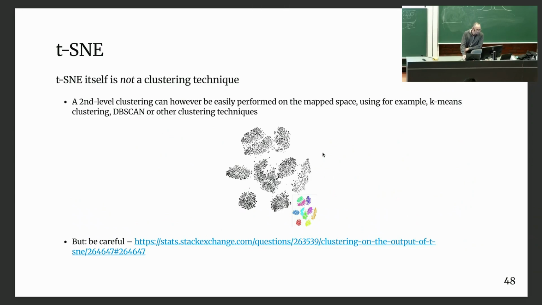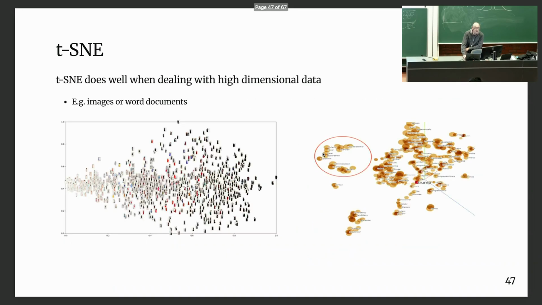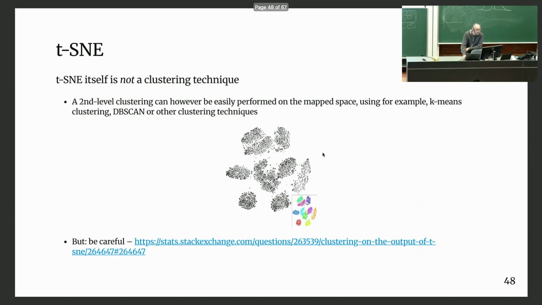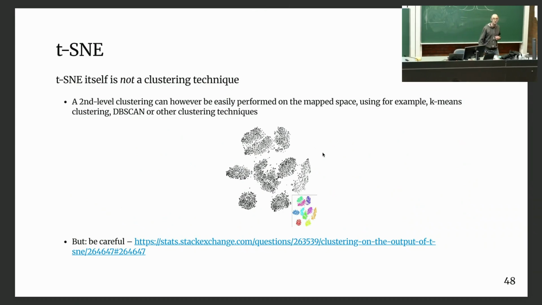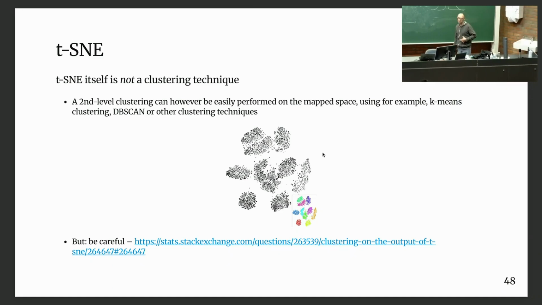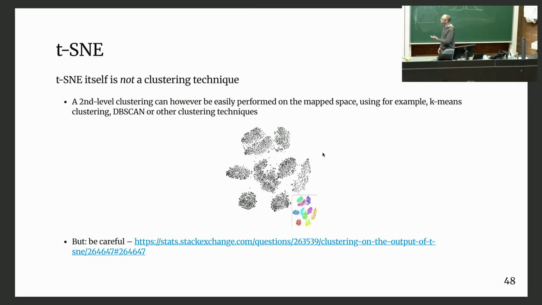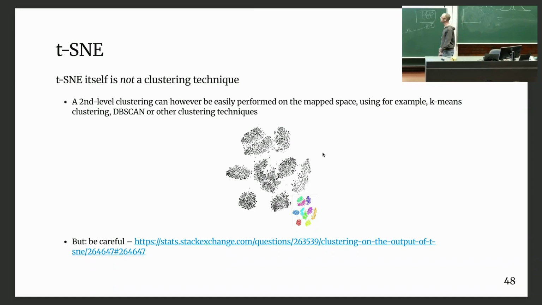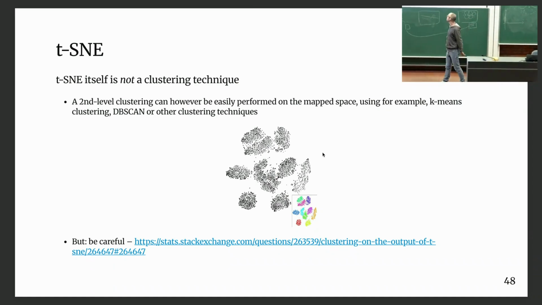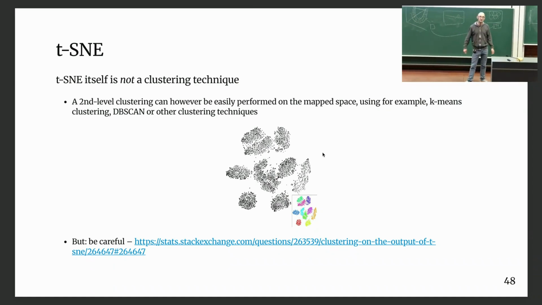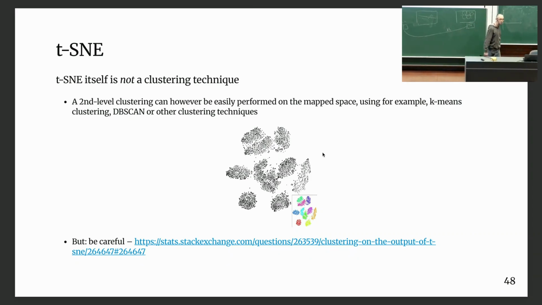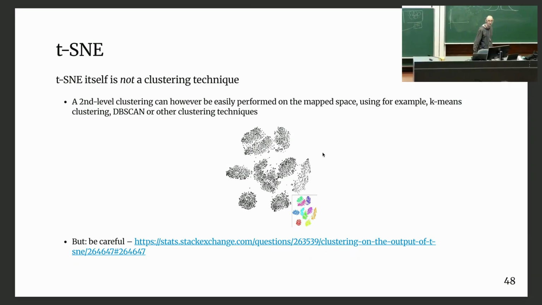What you also see is that with t-SNE itself, you just get a position for each of your instances. So t-SNE itself is a dimensionality reduction technique, not a clustering technique. Of course, what is very easy to do, if you end up with a map such as this one, is to then say, well, I can still run k-means or DBSCAN on this 2-dimensional structure and find clusters that way.